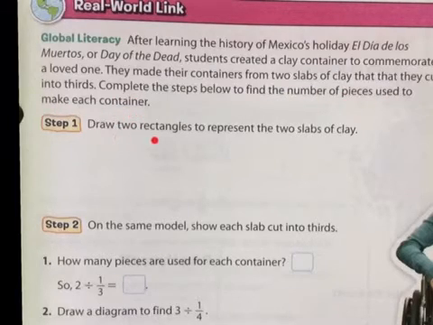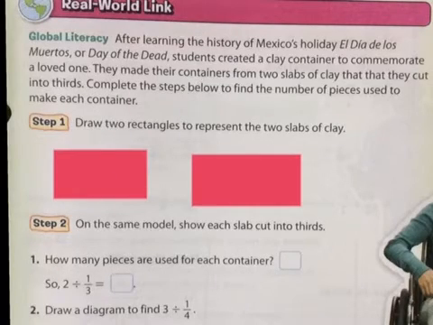So draw 2 rectangles to represent the slabs of clay. Go ahead and draw 2 rectangles. There's my 2 rectangles. The program colors them in automatically. You don't have to color yours in. Now, on the same model, show each slab, each one of these slabs, this one or this one, cut into thirds. Okay, there we go. I cut them each into 3 parts. How many pieces are used for each container? Well, we have a total of 6. 1, 2, 3, 4, 5, 6. Right? So, 2 slabs divided into thirds equals 6.